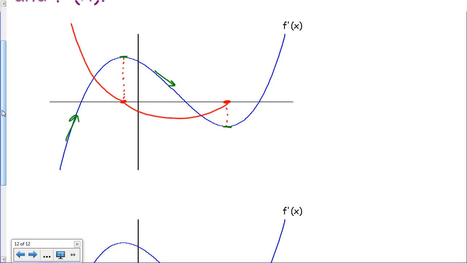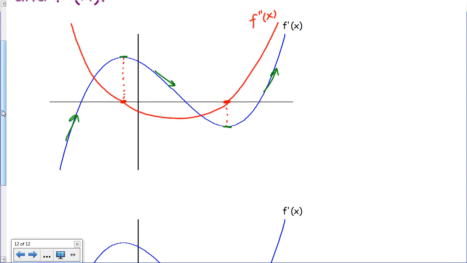And then finally, on this last chunk of the function, I can see that it's increasing. The function's increasing, so therefore its derivative must be above the x-axis. The derivative is positive, so it must look something like this. This would be a good example then of what f double prime could look like. The derivative of f of x, f double prime. Okay? That's a quick review of the problem we just did, actually.